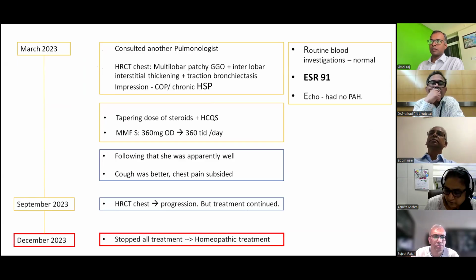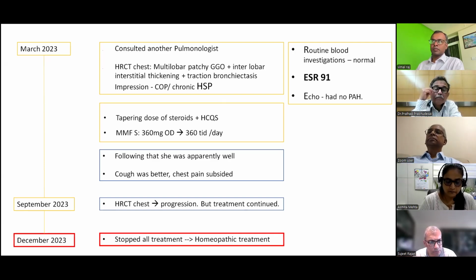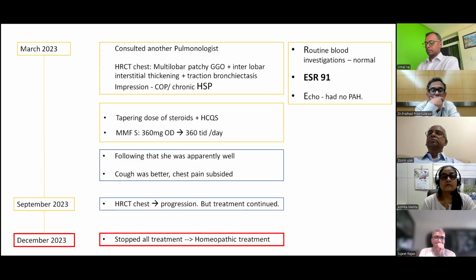Then she consulted another pulmonologist. A repeat CT was taken in March 2023, which is available for discussion today, and the report came as suggestive of organizing pneumonia versus HSP. At the time, she had elevated acute phase reactants, ESR 91, echo normal. Along with the tapering dose of glucocorticoids, she was tried on HCQS also, and then MMF was introduced. After optimizing MMF to 360 TID, she says she was symptomatically feeling better, but we don't have a documented PFT during this period. The repeat CT taken several months later in September 2023 showed progression, but the same line of treatment was continued.